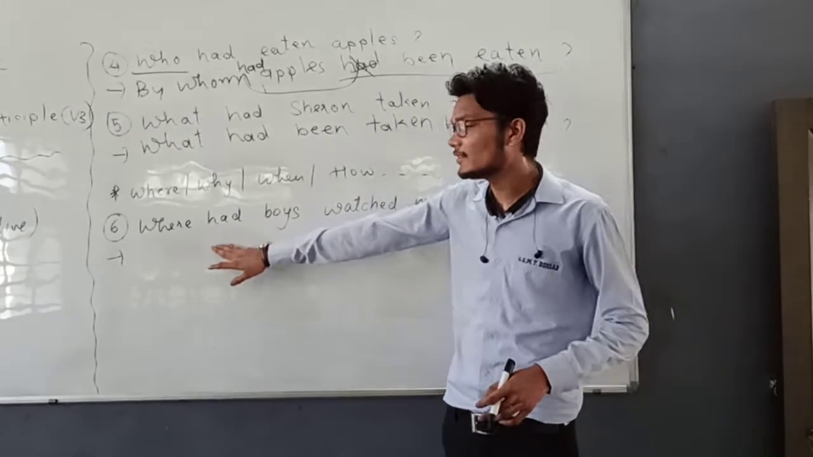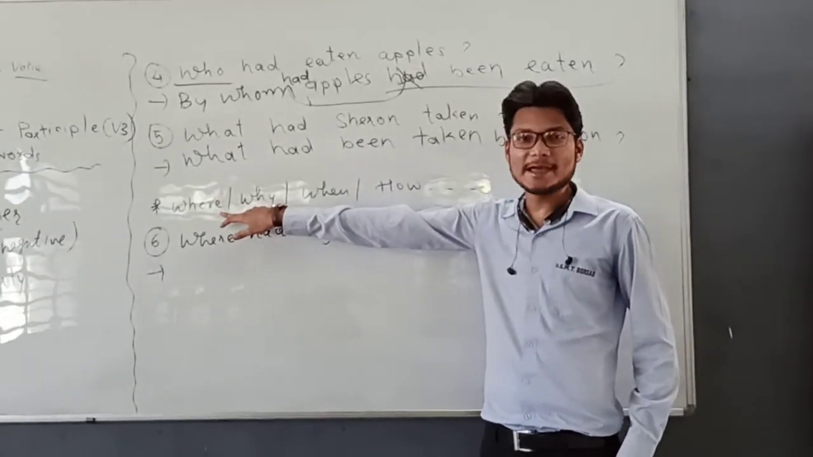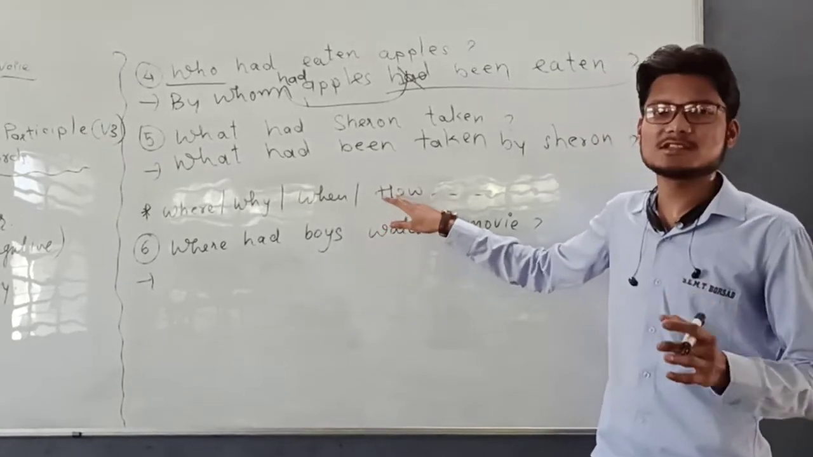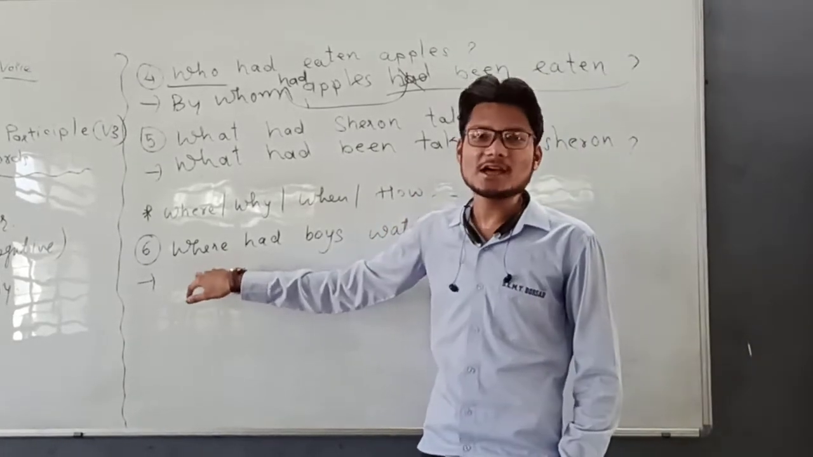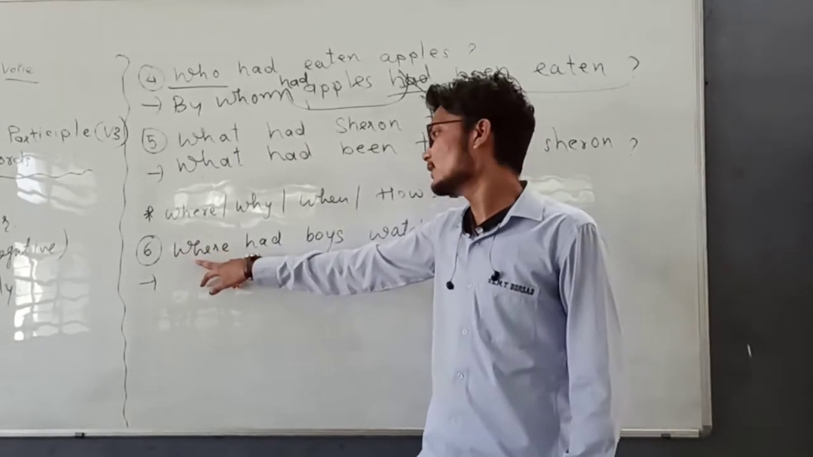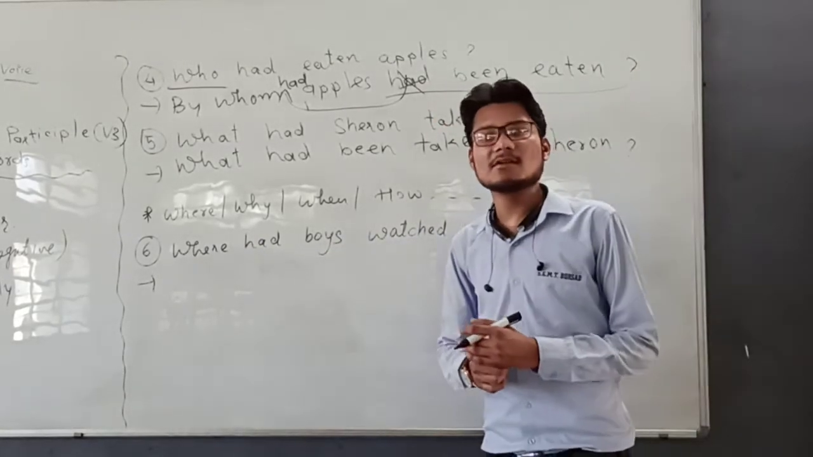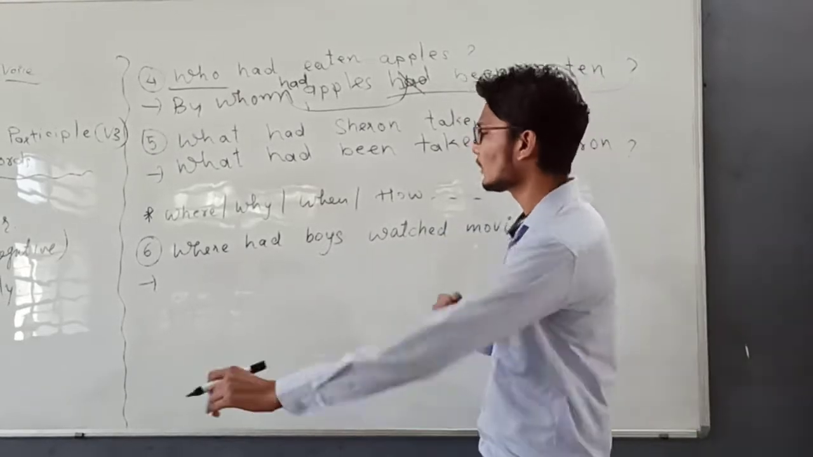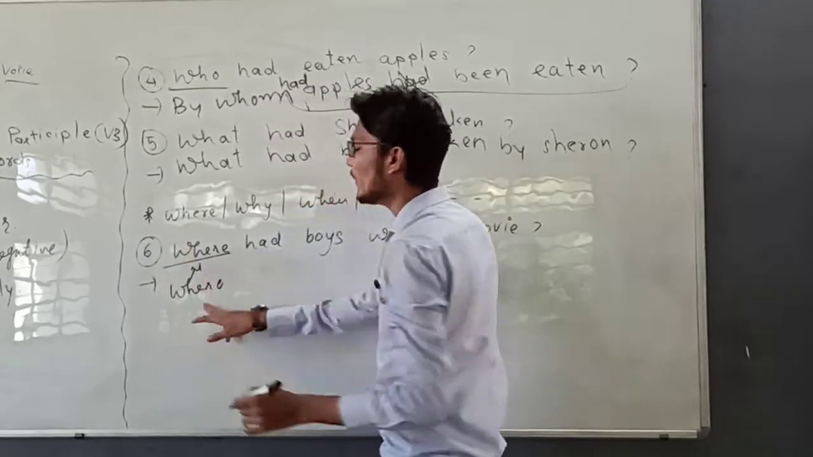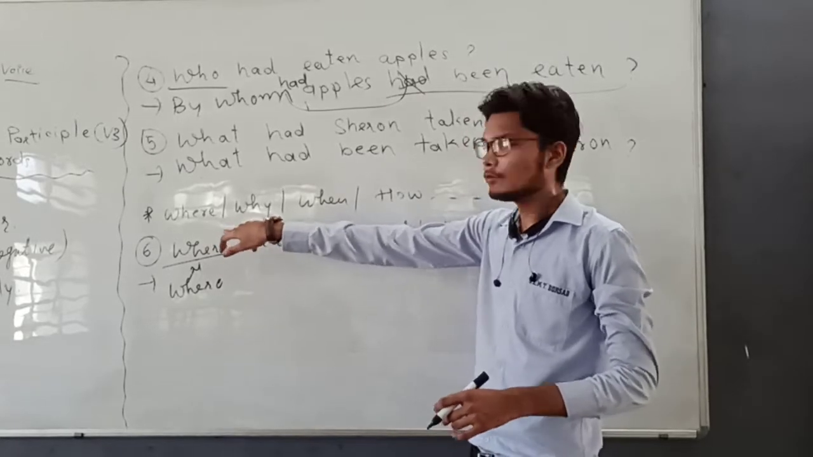Okay, now the last sentence is there. Suppose your question is starting from where, why, when and how. The same formation, the same structure you have to follow. Here I have taken one example starting from "where". Where had boys watched the movie? This kind of sentence is given to you. At that time, what do you have to do? Simply write down the given question word. Suppose "what" is given to you, write "what". Suppose "why" is given to you, write "why".